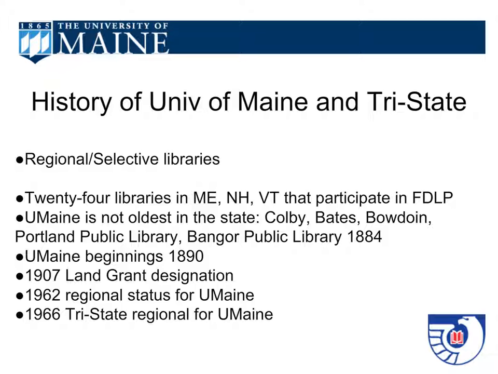Here in the state, as you see, we became the regional for the state in 1962. This is when the regional and selective program came into being, and we became what's known as the Tri-State for Maine, New Hampshire, and Vermont in 1966 as part of a cooperative agreement. Just a side note, University of Maine and the Tri-State was the first joint venture of this type in the program. There are now other regionals that serve other states as well, for instance Connecticut and Rhode Island, or Florida, which serves the islands, Puerto Rico and the other islands in the Caribbean.